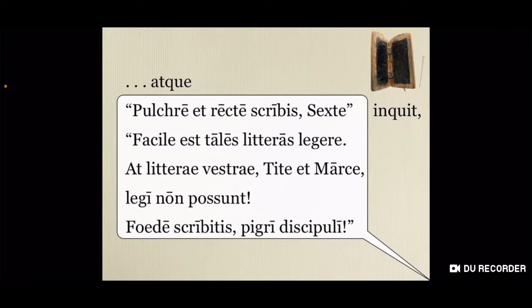And he says, beautifully and correctly you write, Sextus. It's easy to read such letters. I usually see that written as talia, but in this case you see a different form, tales.